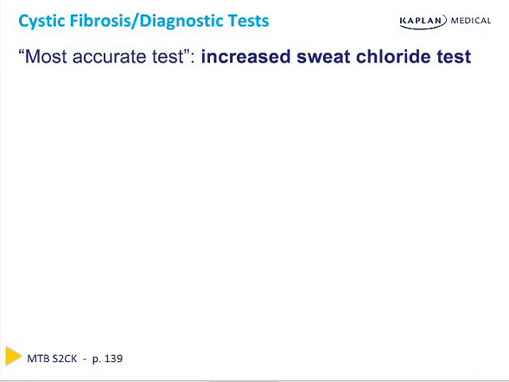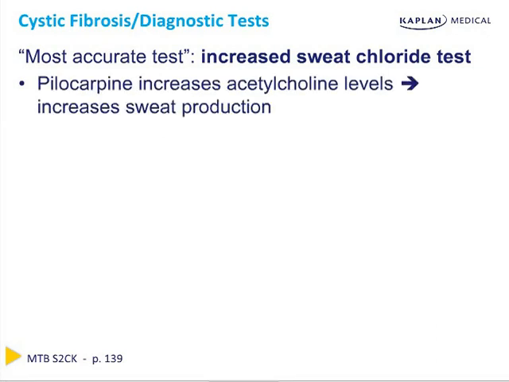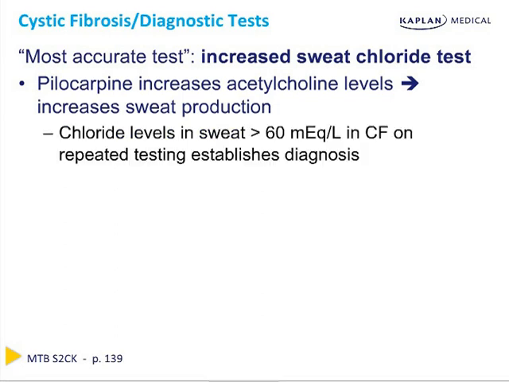If, on step 2, you are asked about the most accurate test to diagnose CF, the answer would be an increase seen on the sweat chloride test. Patients are given pilocarpine, which increases acetylcholine levels. Acetylcholine levels are going to cause increased sweat production. The chloride level is then checked in the sweat, and if it's greater than 60 milliequivalents per liter, on repeated testing, you have established a diagnosis of cystic fibrosis.